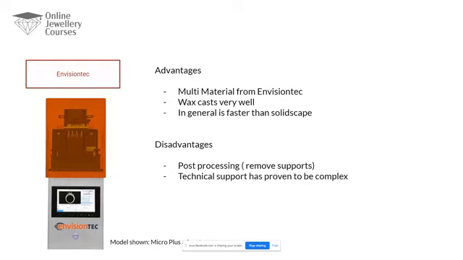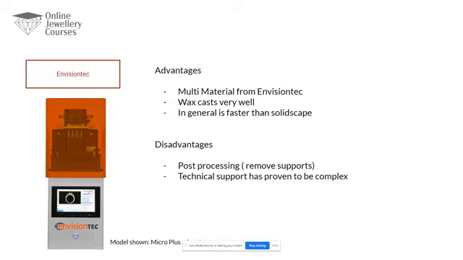EnvisionTech, this is a Micro Plus. You can work with different materials. With SolidScape, you cannot. I believe you need to use the materials from SolidScape. You cannot put whatever material you want. But for example, you can use a material to cast, so you just print it and cast it directly. Or you can print with a material that is harder, and you can make a mold directly from that. I believe there are more materials, but these are the main ones.